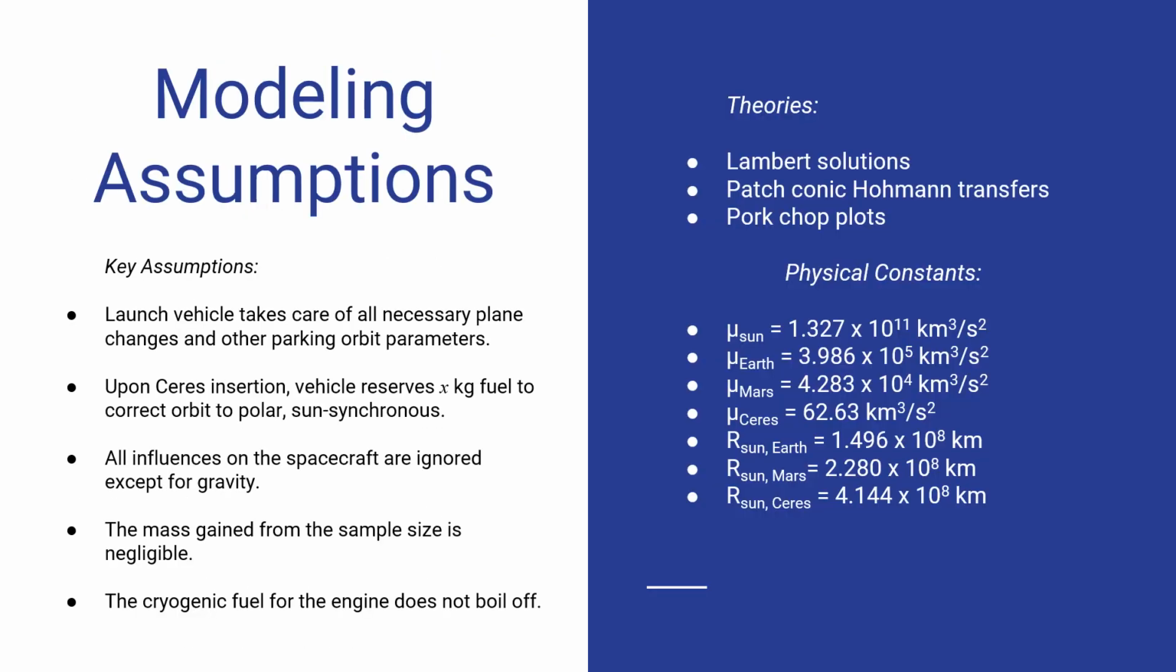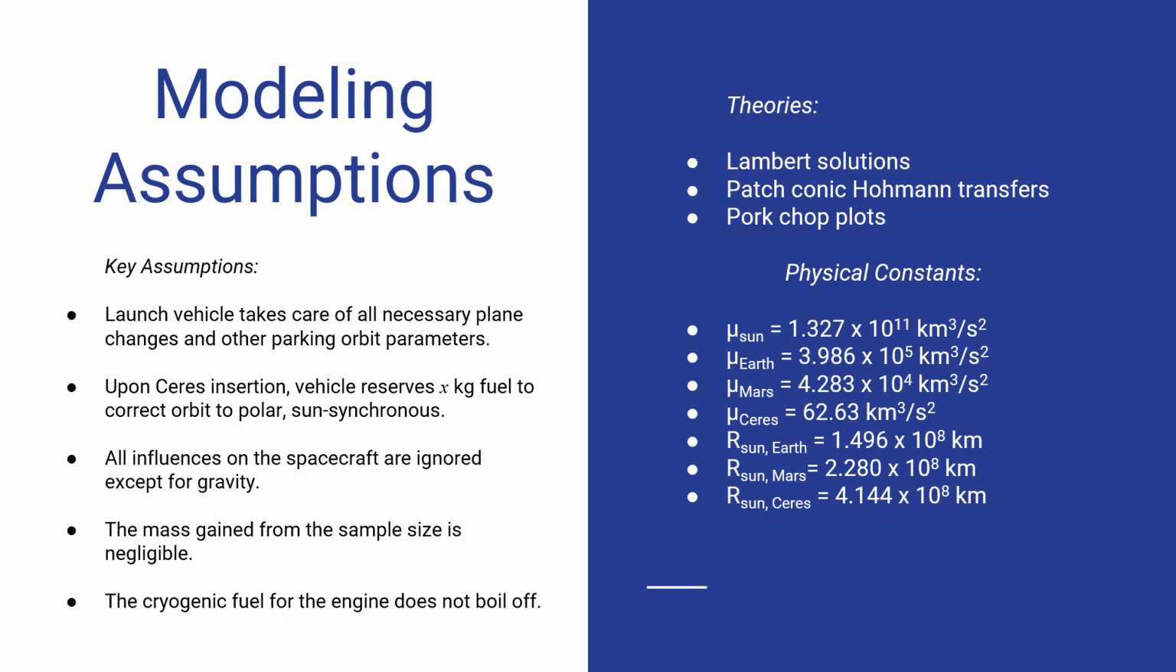To design our mission, we will be making a few key assumptions. First, we will assume that the launch vehicle will take care of all necessary plane changes and other parking orbit parameters. This ensures that once the SLV is selected, we only need to worry about the interplanetary transfer from the Earth parking orbit to Ceres. Next, we will also assume that once we arrive at Ceres, the vehicle will reserve enough fuel to correctly enter a polar sun-synchronous orbit. The amount of fuel will be determined later with our mass calculations.